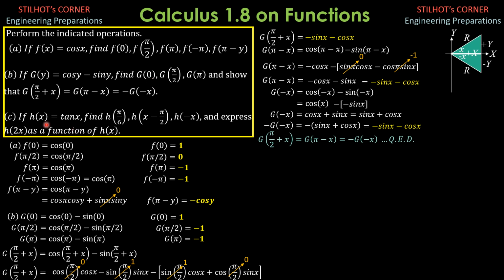Then lastly, if h of x is tangent x, find h of pi over 6. So h of pi over 6 is tangent of pi over 6. Tangent of 30 degrees is square root of 3 over 3. So for those who are experienced, can verify that square root of 3 over 3.